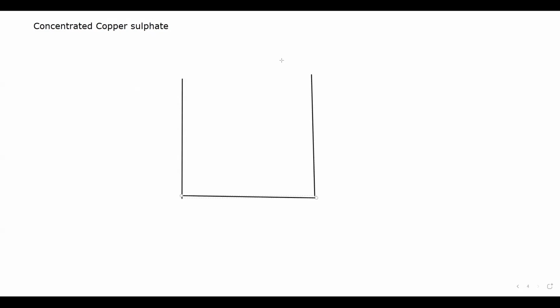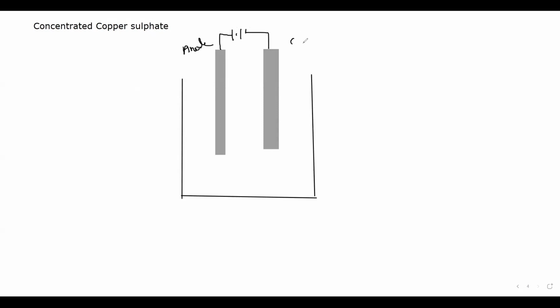Another example, if we have concentrated copper sulfate. So if we have a concentrated copper sulfate solution, and we are doing electrolysis by using inert electrodes such as graphite or platinum electrodes. The one which is connected with the positive terminal is the anode, the other one is the cathode. So we have a concentrated copper sulfate solution. Concentrated copper sulfate or aqueous concentrated copper sulfate, that's the same meaning.